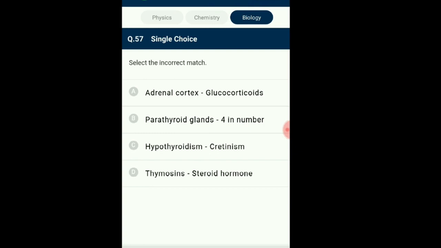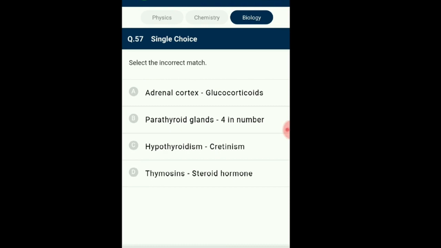Question number 57. Select the incorrect statement. There are different types of hormones on the basis of chemical nature. First one is peptide, polypeptide or protein hormones. Example, insulin, glucagon, pituitary hormones, thymosin and hypothalamic hormones. Second type, steroidal hormones. Example, cortisol, testosterone, estradiol and progesterone.